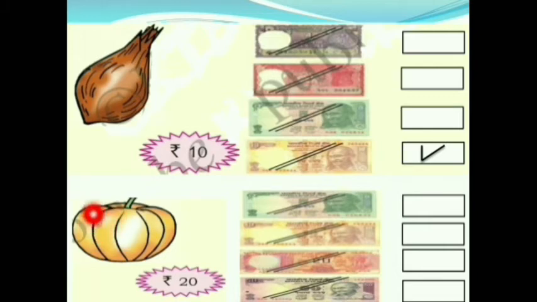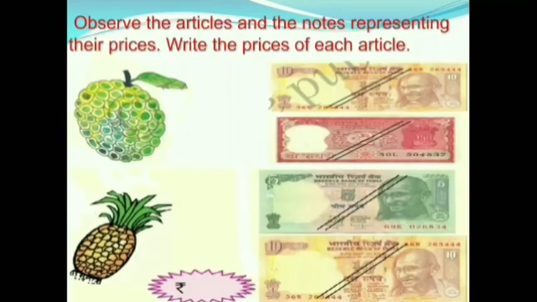Next we have pumpkin. What is the cost of pumpkin? Yes, the cost of pumpkin is 20 rupees. Here, where is the 20 rupee note? Yes, this one. So we should tick this one.